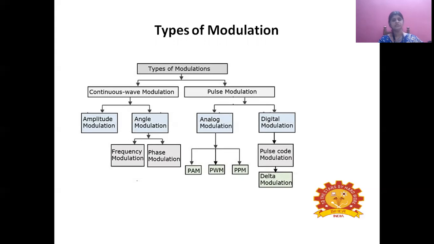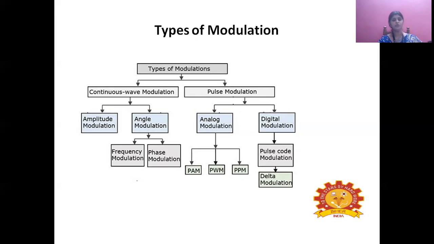So we are going to discuss the types of modulation. The various types of modulation are continuous wave modulation and pulse modulation. This continuous wave modulation is further categorized into amplitude modulation and angle modulation. This angle modulation is further categorized into frequency and phase modulation. In continuous wave modulation, both the modulating signal and the carrier signal will be a sinusoidal waveform.